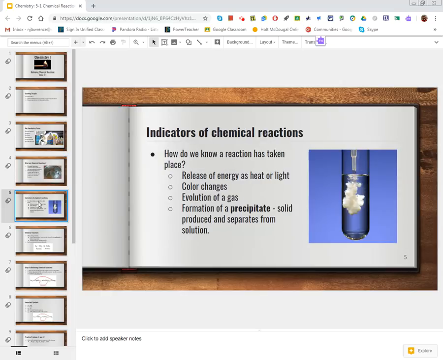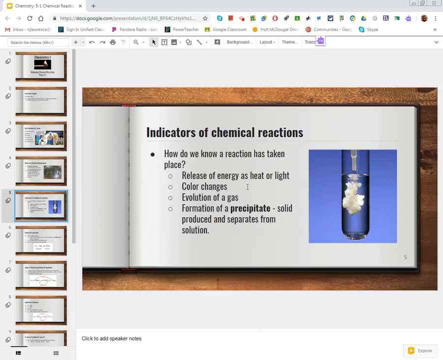So how do we know a chemical reaction has occurred? What do we look for? And again, this is slight review, but what do we try to recognize? How do we know if an element or a chemical was changed? Well, there's going to be some kind of energy change. It could either be releasing heat, or it could be releasing light, or sometimes it could be even absorbing heat or absorbing light. You'll notice a color change when a chemical reaction occurs.